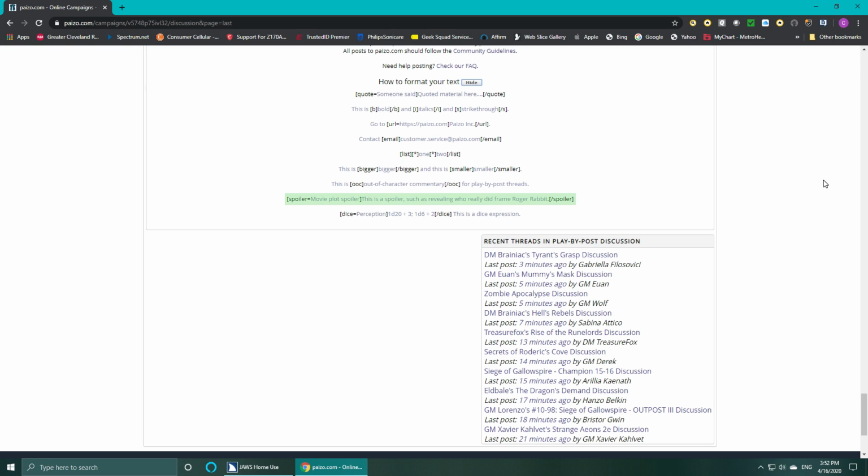Whereas spoiler equals movie plot spoiler. This is a spoiler, such as revealing who really did frame Roger Rabbit, spoiler. When I have to arrow through this, equals MOVIE space PLOT space SPOILER right bracket T, I'm sorry, when I get about halfway through this, I've forgotten what the first thing was, because the mess in between is so long.